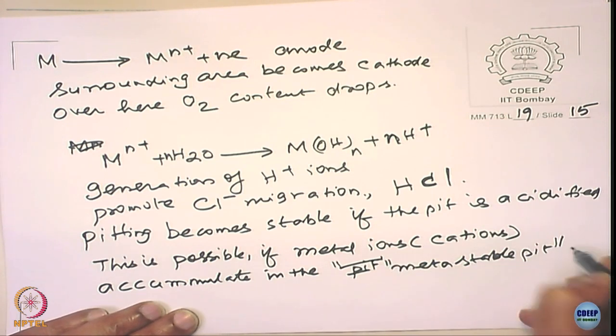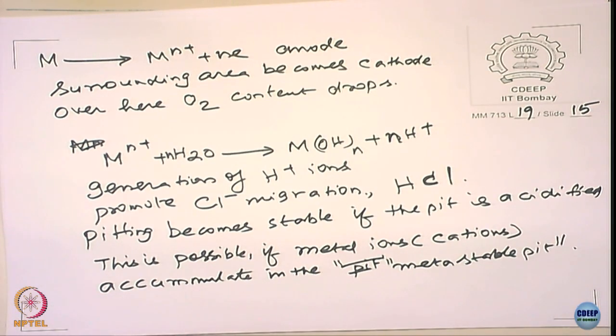Or occluded cells. I hope you understand now. See, here you are not forming an external crevice; the crevice itself is formed by the corrosion process. Now, in order for the metal to dissolve continuously, that pit, the occluded location, has to be acidified and should maintain that acidity. Now, how is it possible?